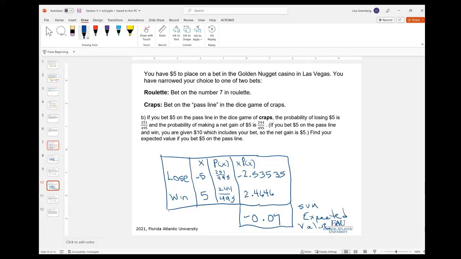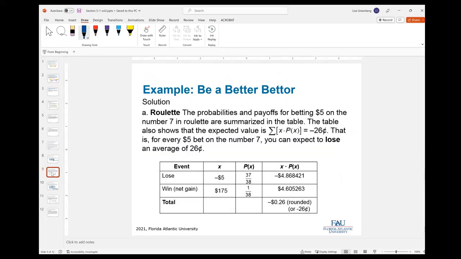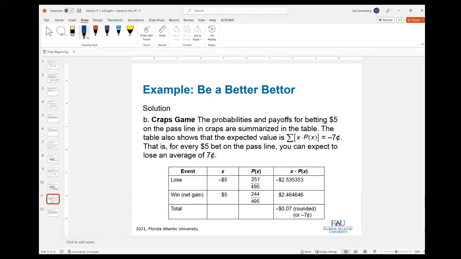So now the last thing it says is, which of the preceding two bets is better in the sense of producing higher expected value? So I have, oops, that wasn't mine. Well, we can use theirs. So we have an expected value here of negative 0.26. I got both of them here. So negative 0.26, and we have negative 0.07. And we want to know which is bigger, because the bigger the expected value when I gamble, the better chance I have of winning.